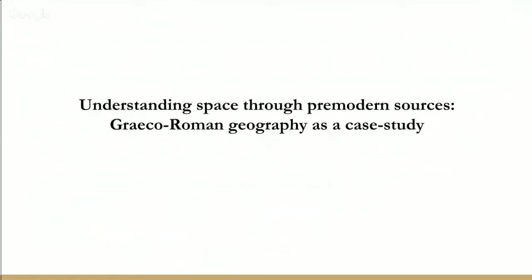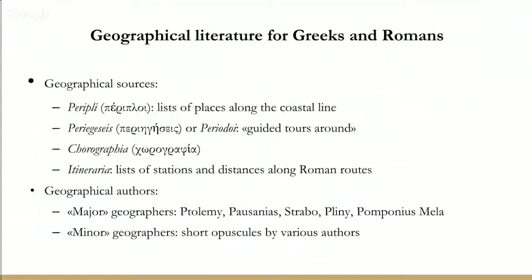And we are going to use our specific topics of research as case studies to let you understand what we mean. So first of all, very quickly, I will give you a definition of geographical sources in the Greco-Roman world. We have several types of technical sources that are, for example, the periply. There are lists of places along the coastal line connected with distances or indications of directions. We have guided tours that are mainly on the inland, and a very problematic subgenre that is the chorography.